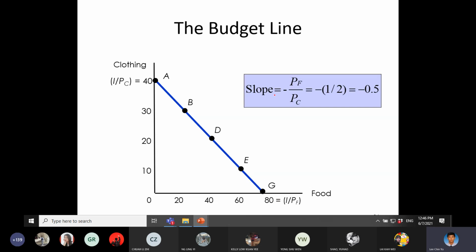The slope of the budget line is measured based on this, and it is negative, meaning downward sloping. Why is the slope measured as the price of food over the price of clothing? Because if we put clothing on the vertical axis and food on the horizontal axis, in mathematics, if this is our budget line equation, we rearrange it because C is over here.